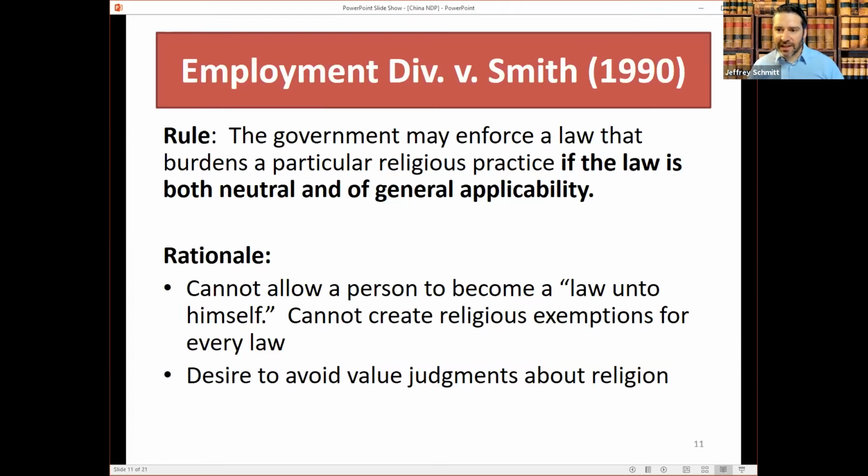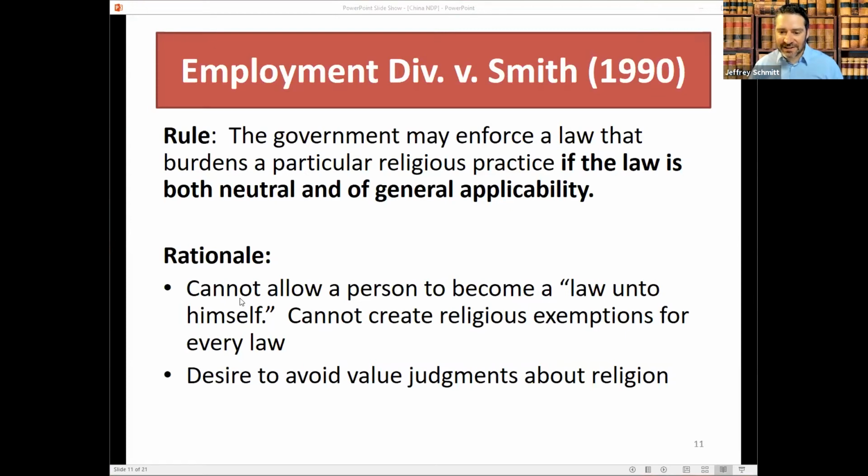Now, you might be thinking, well, the court could just say that's not a real religious belief. You don't really have a religious belief about using marijuana. You don't really have a religious belief about using cocaine or parking wherever you want or being really loud. Well, the court says they do not want to make value judgments about what is a good religion, a real religion, and a fake religion or something like that.